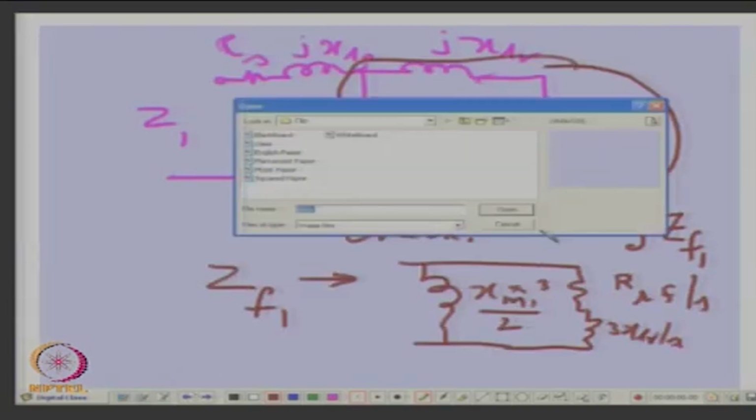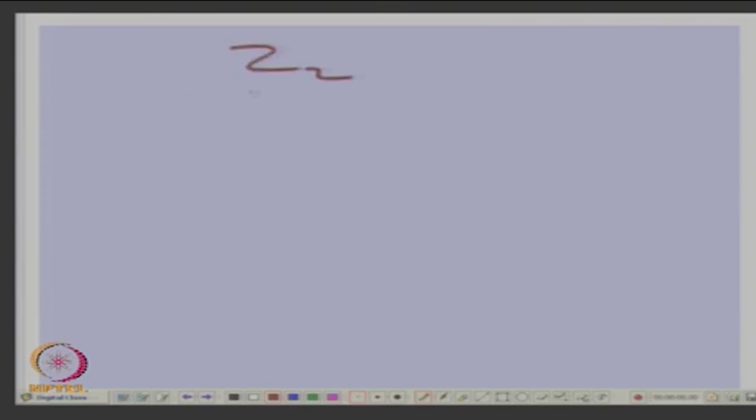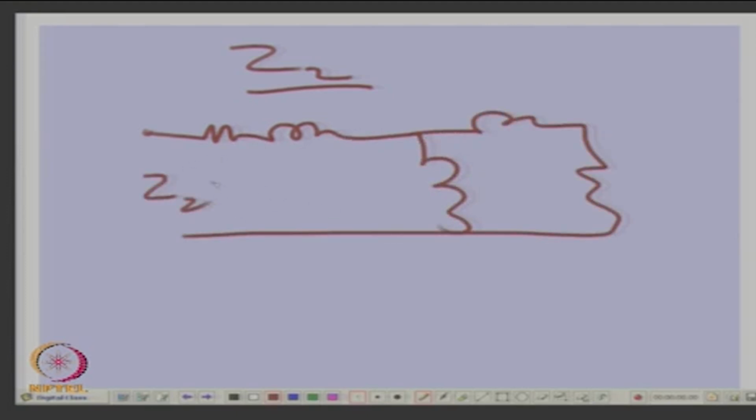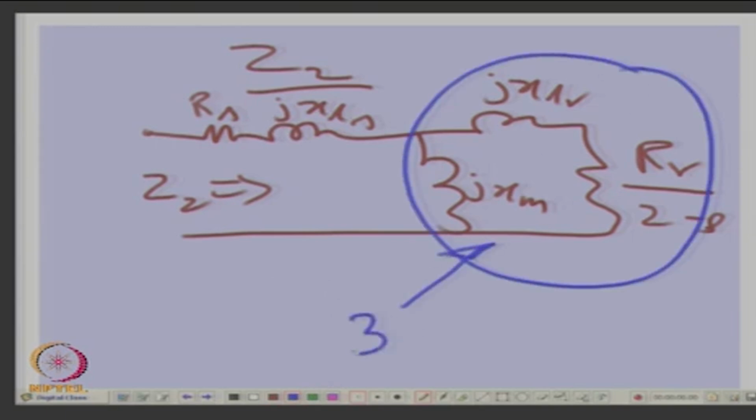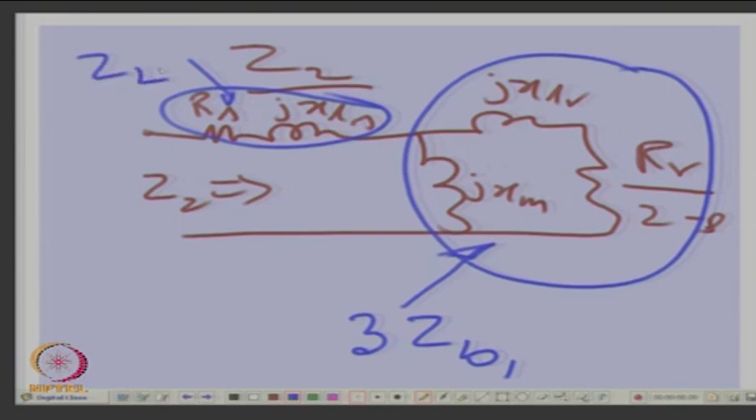Then we also have to look at Z2. What was the Z2 we have? Originally we know Z2 is this. What is Z2? This is RS, jXLS, jXLR, RR over 2 minus S, and this is jXM. This is your Z2, isn't it? But here this Z2 is nothing but 3 times ZB1. This is what you have proven, and this is anyway ZL, isn't it? Agreed? Please have a proper correlation with the original ZF1, ZB1 and the impedance which you are already familiar with.